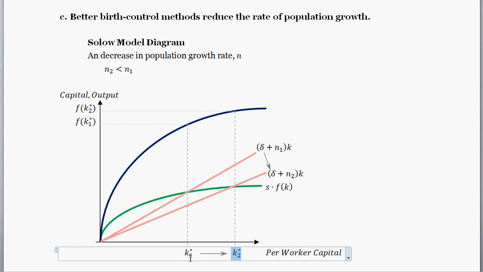So per worker capital has gone up. And if per worker capital has gone up, then that implies that per worker output has gone up. So output per person has gone up as well. The Y star has gone up.